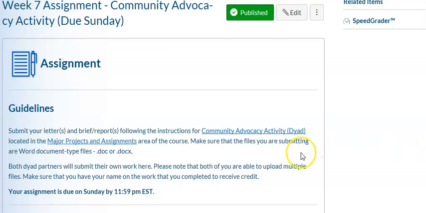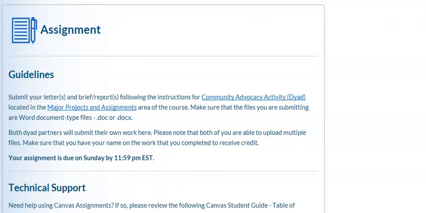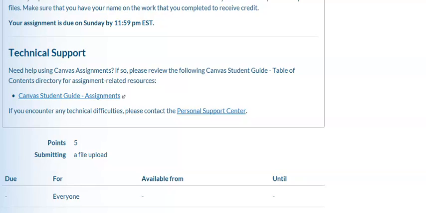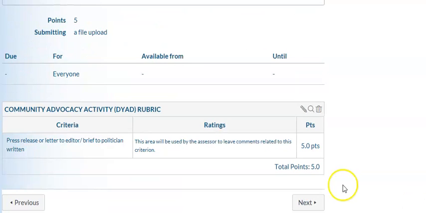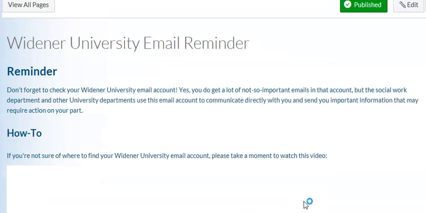So in your community services plan, you talked about those letters to the editor and your press releases. Now you are going to be creating them and uploading them by Sunday. So those are the assignments for this week.